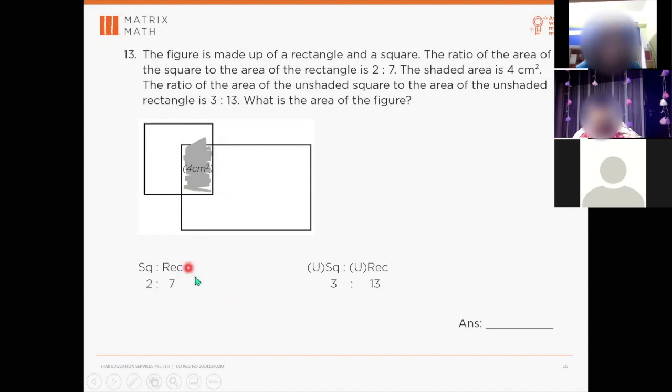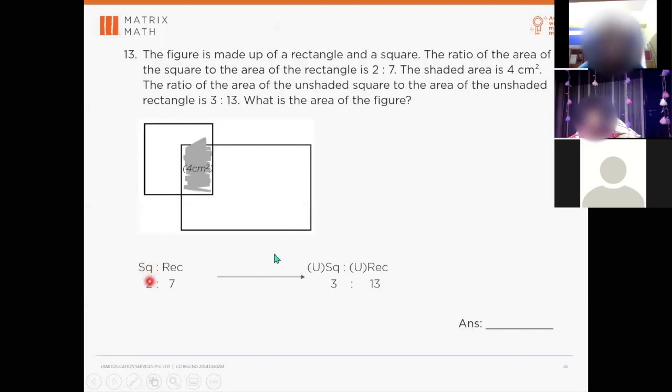So what I can do is join up these two ratios to form a before change and after. How are we going to do that? The next thing I'm going to show you is this. I will write out a change here. I hope you all have space to write out the change. Now from this, let's focus on the square first.